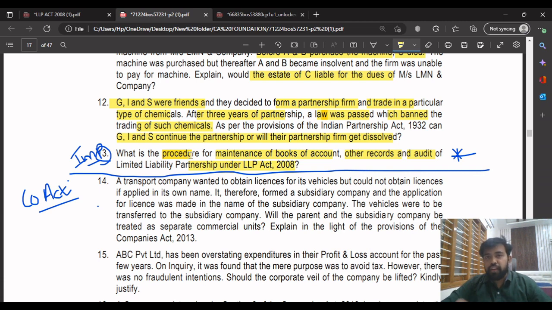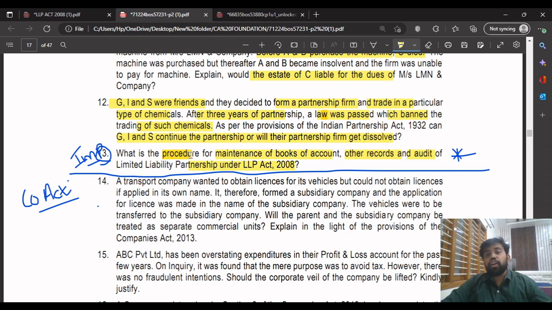So to simplify it for you, we will prepare the statement of solvency and accounts within 6 months from the end of the financial year. After the expiry of that 6 months, within the next 30 days, you will file it. What? To register the statement of solvency and accounts. Okay, understood.